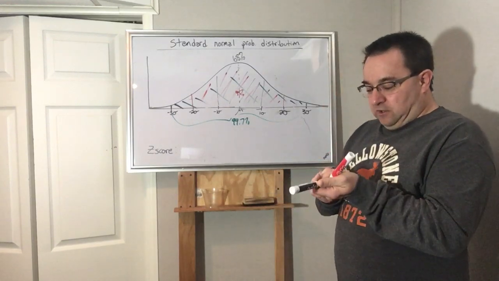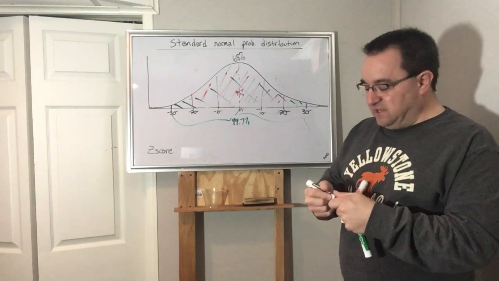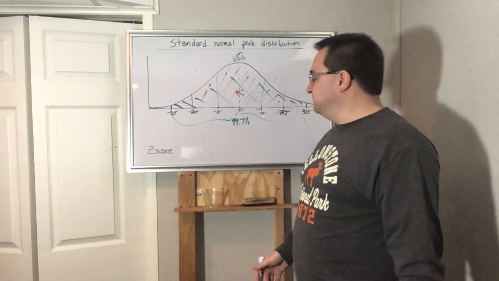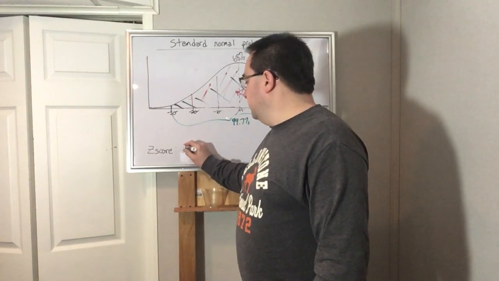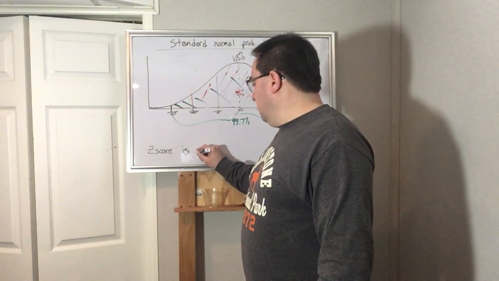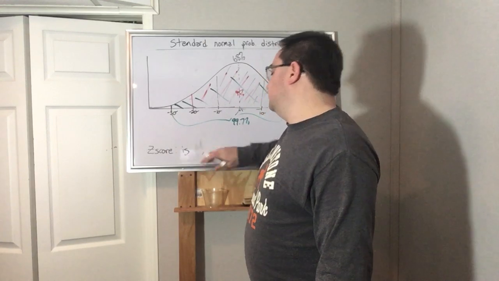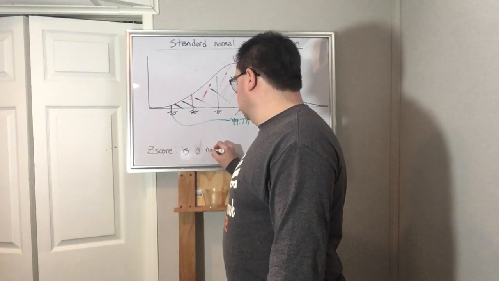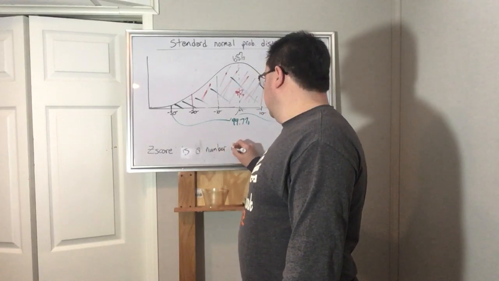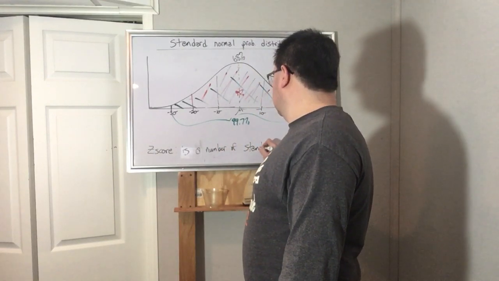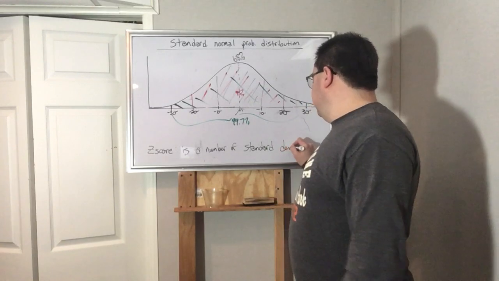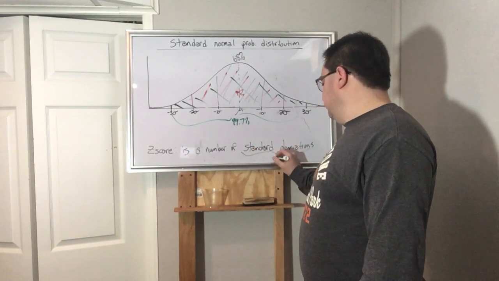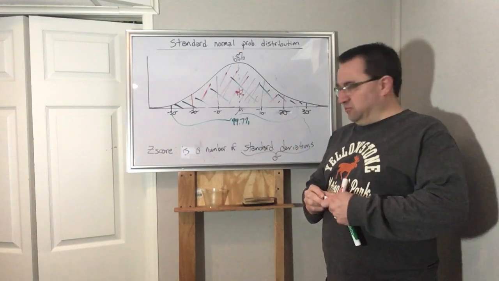Now, a z-score, which we have to understand, that's all we're going to be talking about for this whole unit. A z-score is a number of standard deviations. A number of these. What does that mean, a number of those?